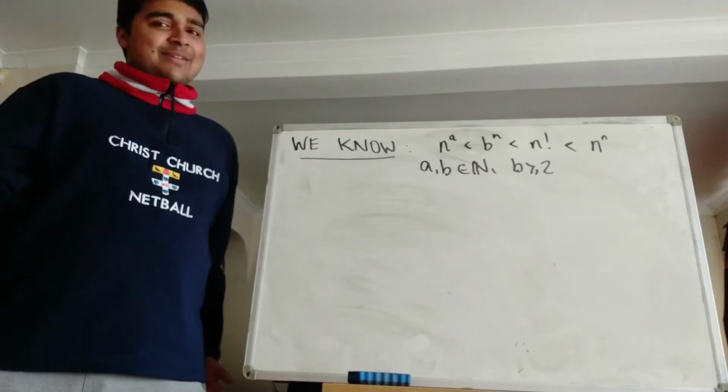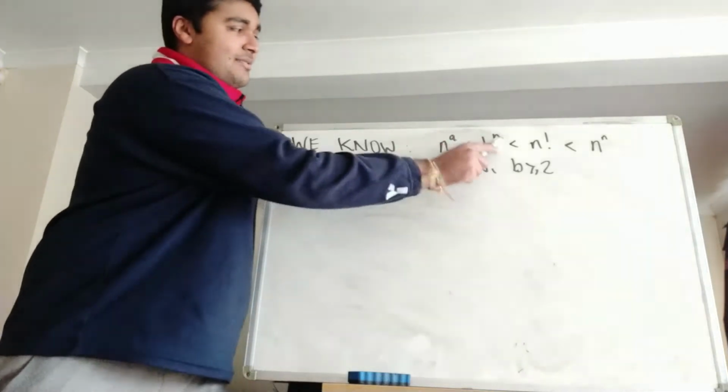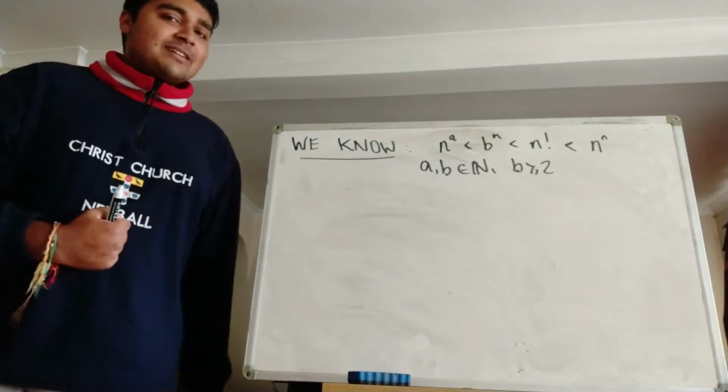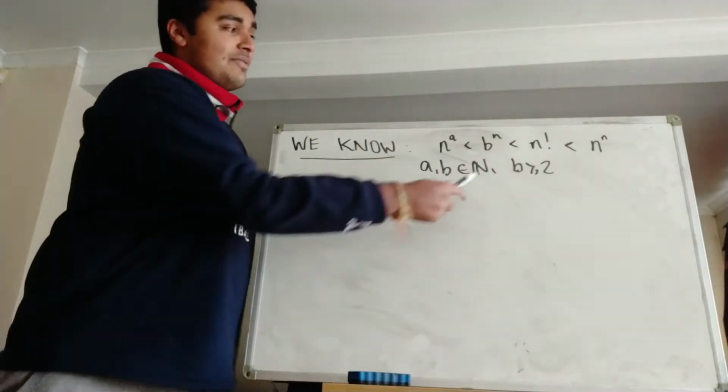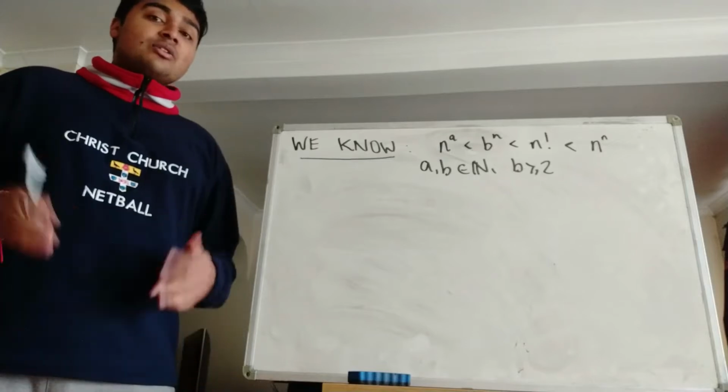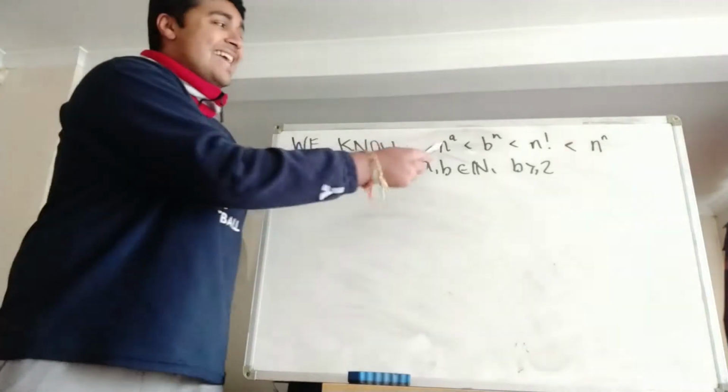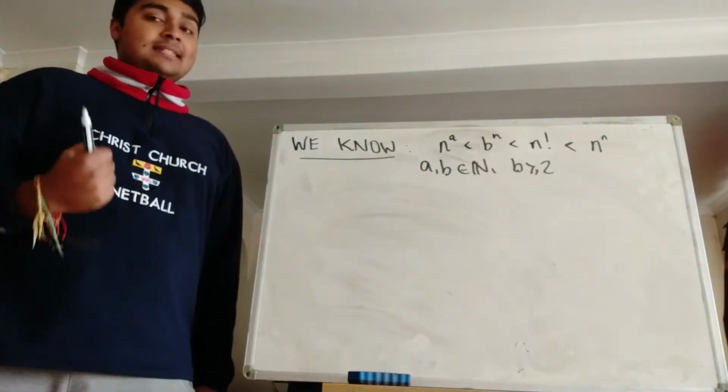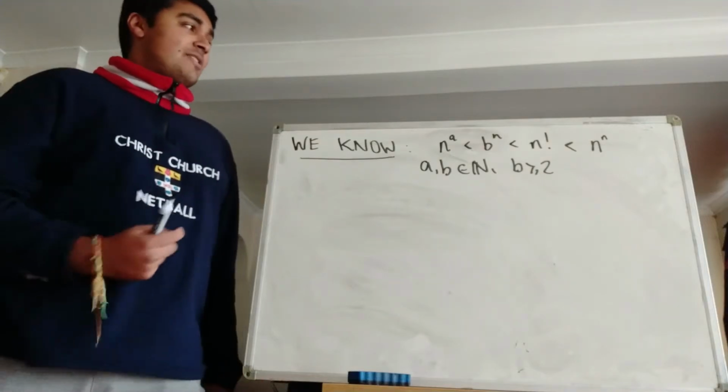Well, it kind of depends on a, b and n, but essentially if we look at this first inequality here, if you give me some positive integer a and some positive integer b which is at least 2, then I know that for sufficiently large n, n^a is going to be less than b^n. This is a common fact. I'm not going to prove it in this video.